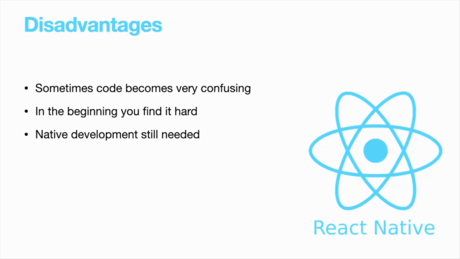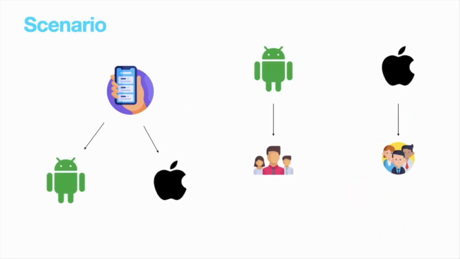React Native does provide some libraries, but in the beginning you find it a little bit hard. And native development is still needed, because if you want to achieve something that is not provided in the React Native library, then you need to write some code on the native side, as you write in Android Studio for Android apps and Xcode for iOS apps. But most of the time it does not require that.